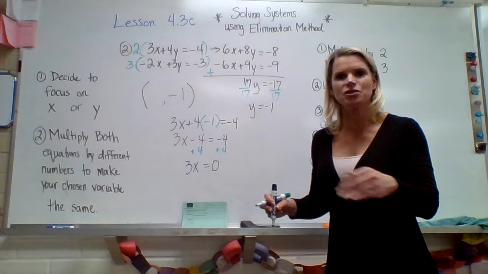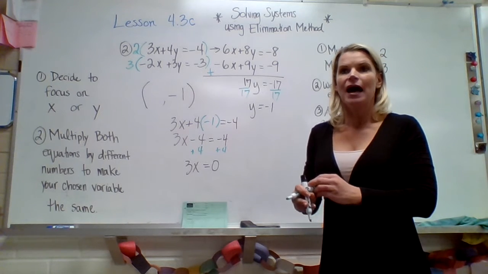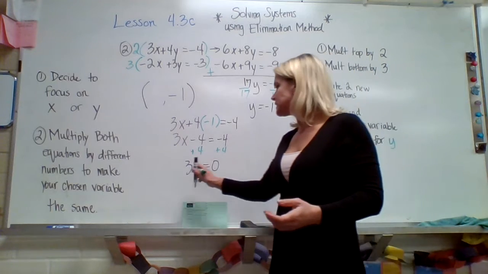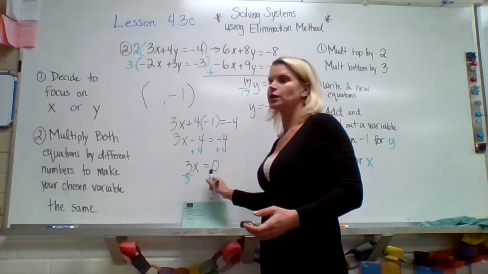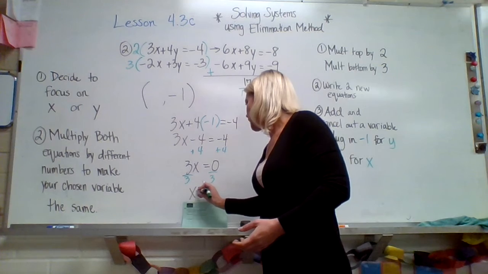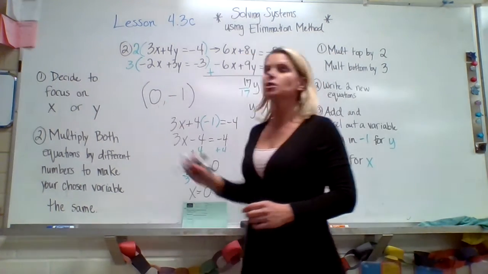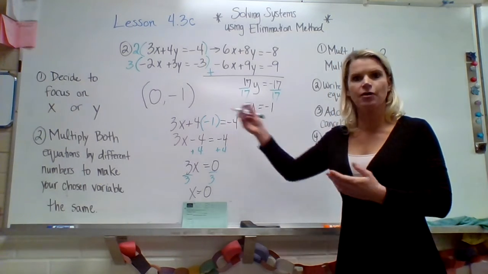I can still do this. This is not no solution. This is not infinite solutions. I just have a 0 on one side of my equation. It's fine. Still follow the same steps. Divide by 3 both sides, x equals 0. So my solution to my system is 0, negative 1.